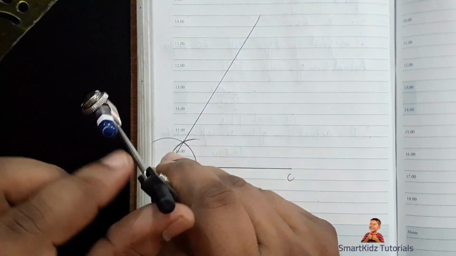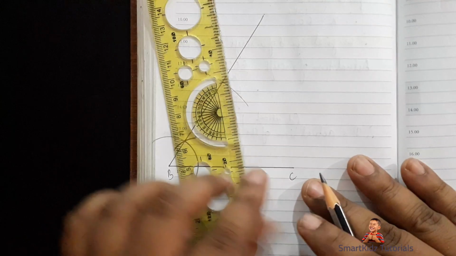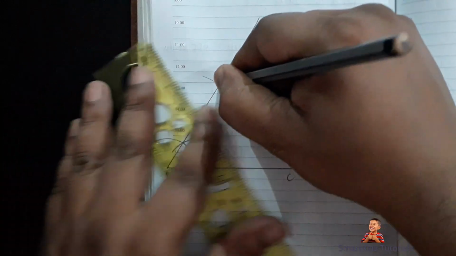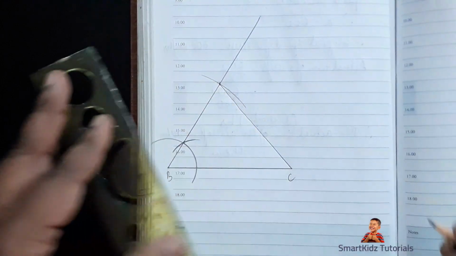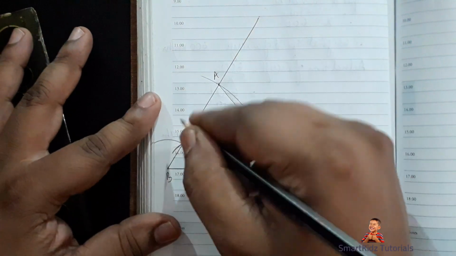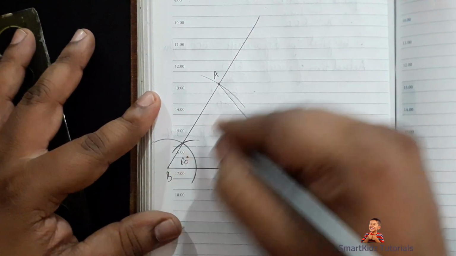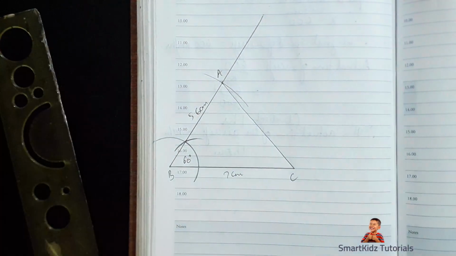Here. I'm going to keep it on B, and where this arc cuts this line, that would be 5.6 centimeters, and in this way we will also get AC, because you just need to join AC like this. So that's A, and we'll mark this as 60 degrees. This is 7 centimeter, and this AB is 5.6 centimeter.